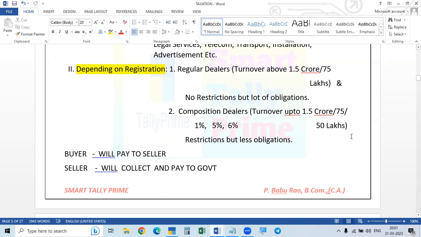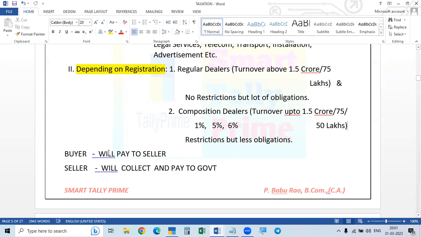And then, they cannot collect from the customers, but they have to pay. As per the 1%, 5%, 6%, they have to pay quarterly. Only quarterly. For every quarter, they have to pay the money. What is the sales for the 3 months? On the 3 months, they have to calculate the percentage and pay to the government. That's right. They have to pay only quarterly.